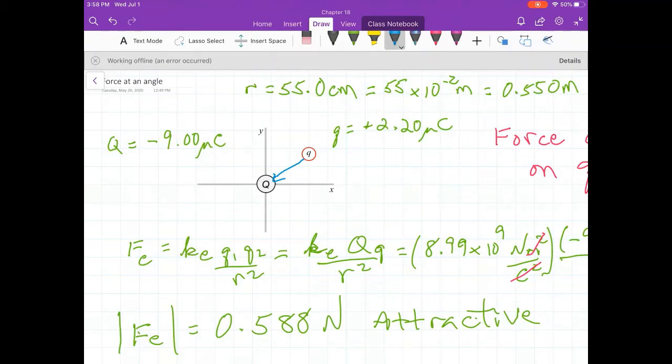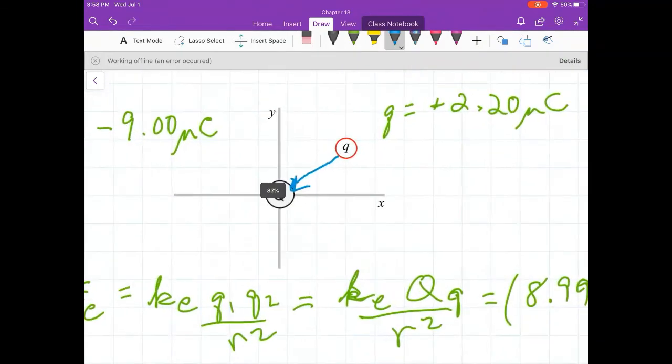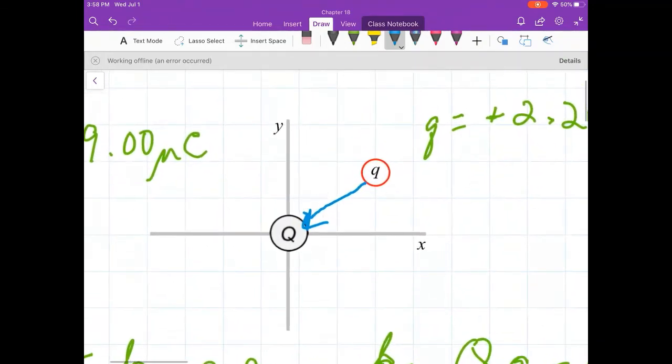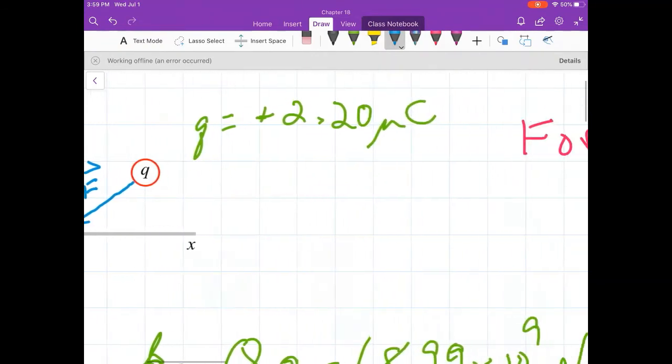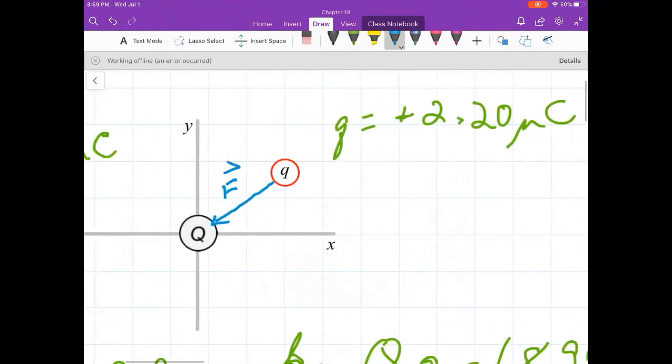So the force components, if we decompose this thing, let me open this up, make it bigger here, clean it up a little. This thing is attracted downward like that. So let's just call that force vector on Q. That's the force on this small, there's a big Q and a little q. It's the force on the small q.